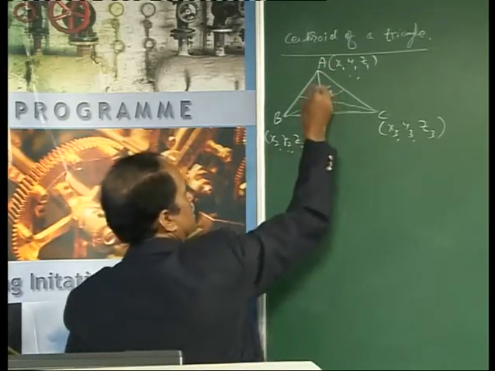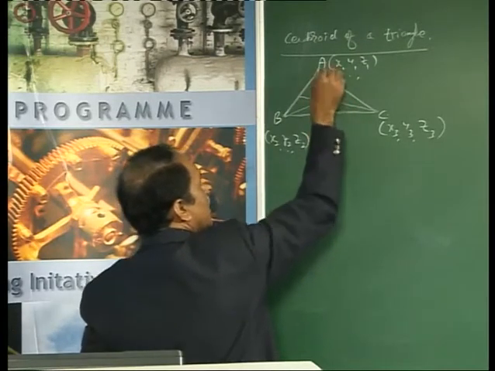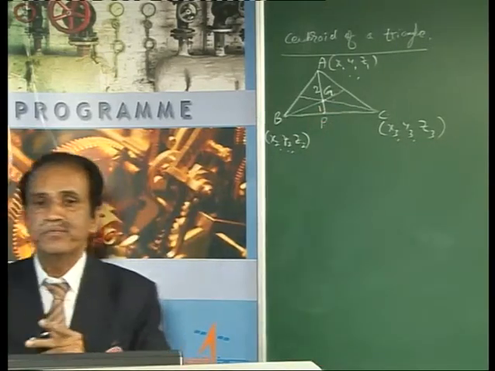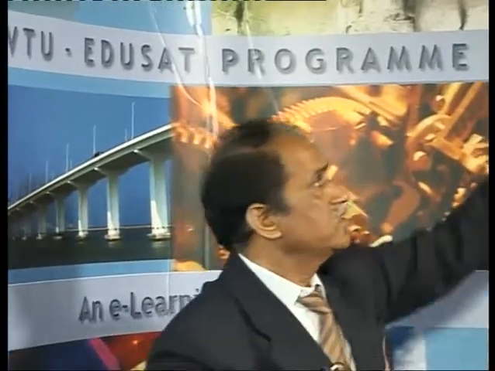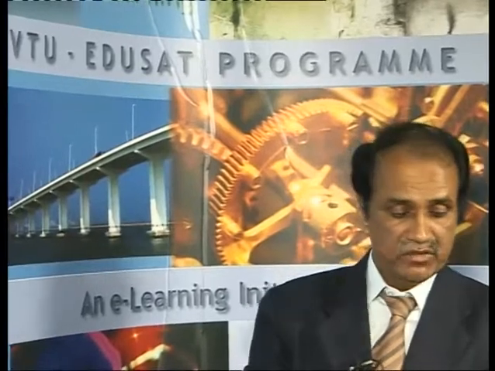then between these two we take the centroid, the point G, which divides the line AP in the ratio 2:1. Then comes the section formula and we are able to derive that the centroid has the coordinates (x1 plus x2 plus x3) divided by 3, similarly (y1 plus y2 plus y3) divided by 3 and (z1 plus z2 plus z3) divided by 3. That is the derivation.